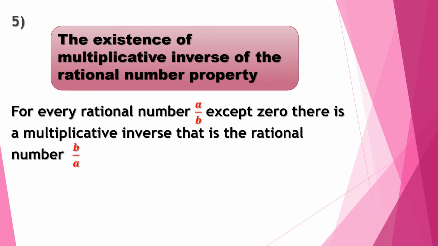Noting that when we multiply the rational number by the multiplicative inverse, we get, yes, 1, the multiplicative identity, as follows. If we have a over b times b over a, we have 1.